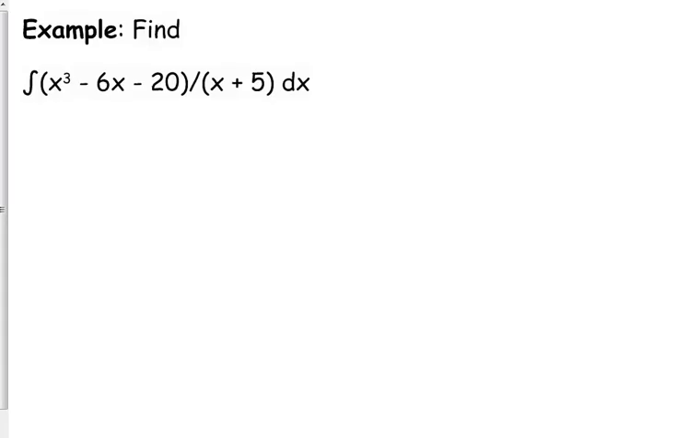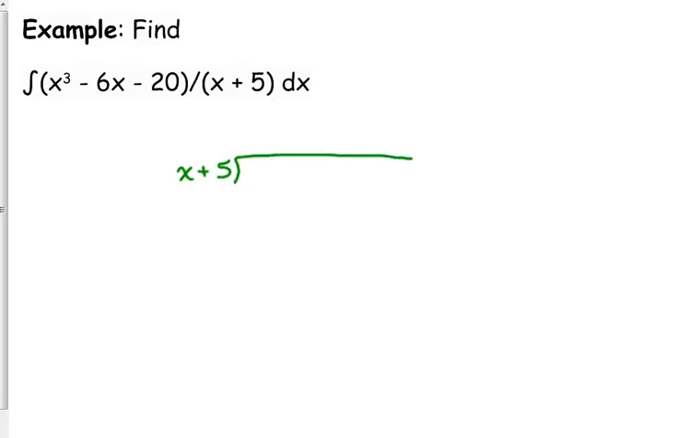Trying to integrate x cubed minus 6x minus 20 over x plus 5. Again, our first instinct should be to think u substitution, but it's not going to work. The derivative of the denominator is not the numerator. The derivative of the numerator is not the denominator. So we're stuck. The only thing we can do is rewrite that expression using long division. And then we can proceed with the integration.